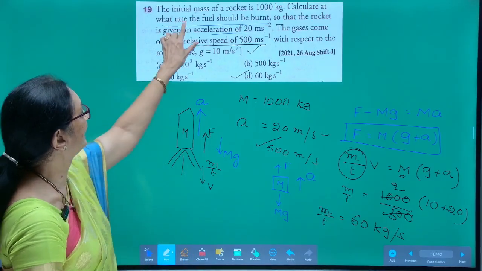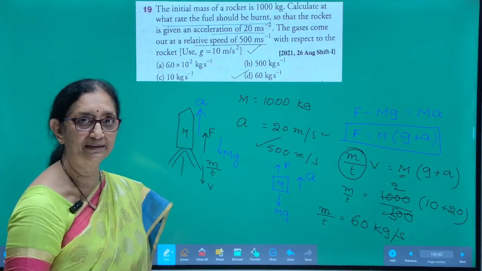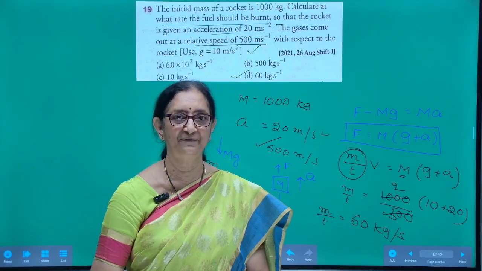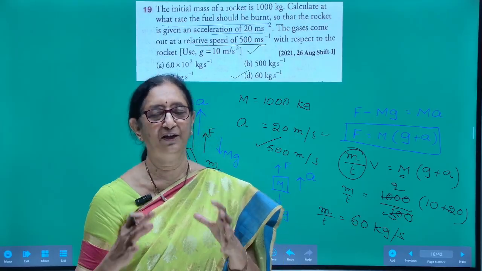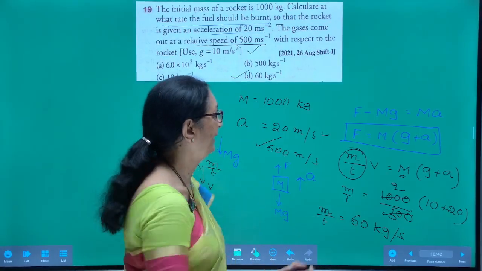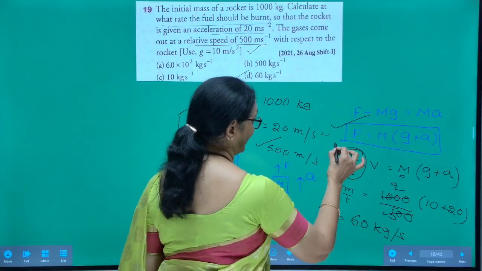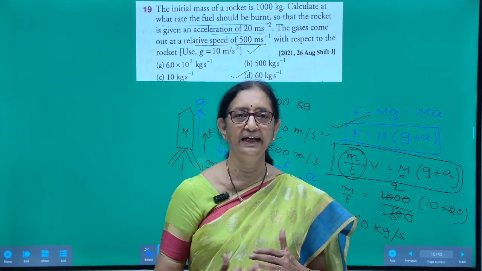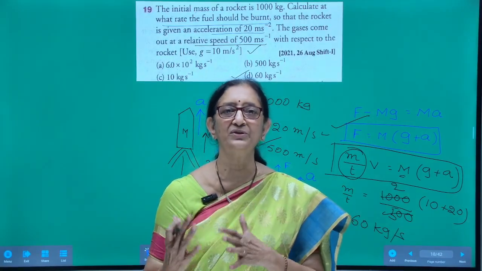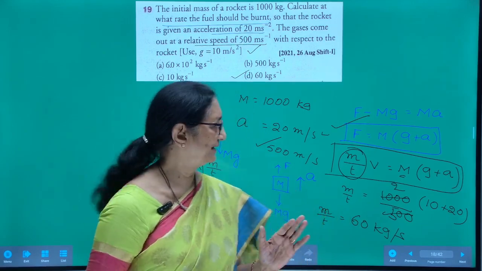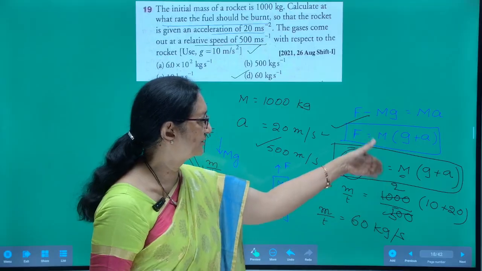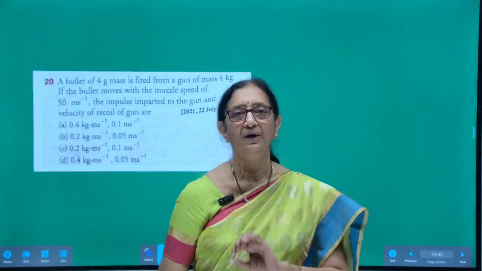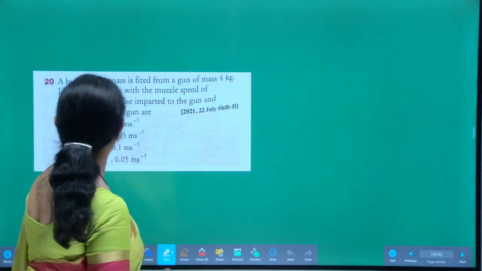That is the rate at which the fuel is burnt in order to give an acceleration a in the upward direction. Actually, if you are thorough with the concept, thorough with the formulae, we go directly to this formula: m by t into v is equal to m into g plus a. That's it. So, just this is what you have to do in the exam. So, you need to be thorough with the formulae.